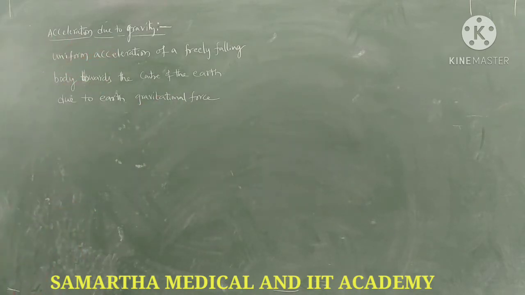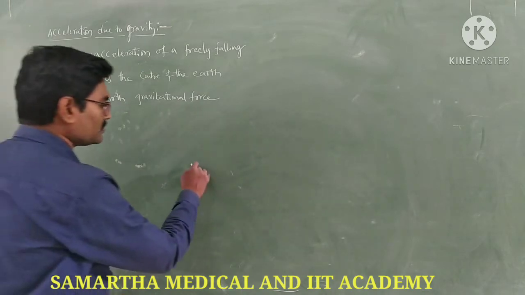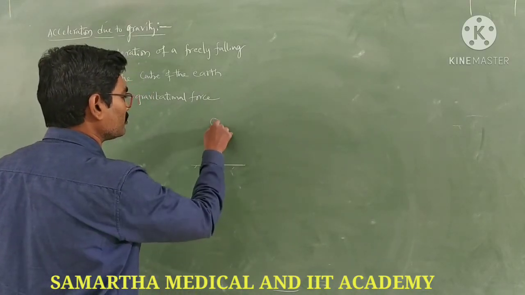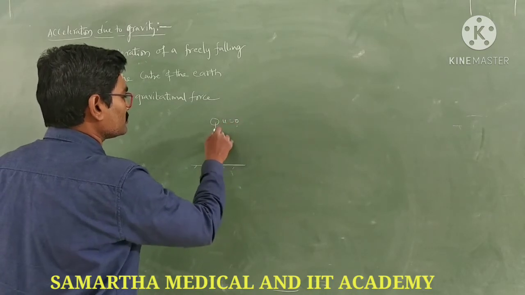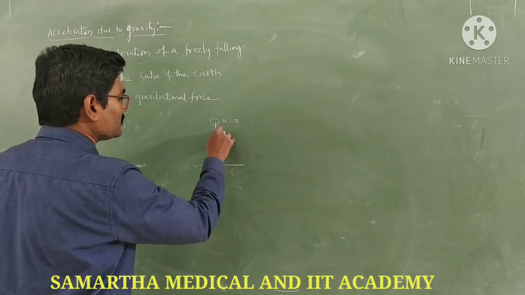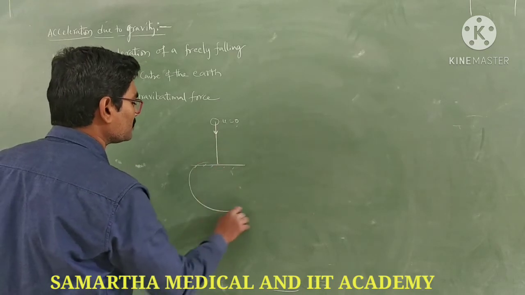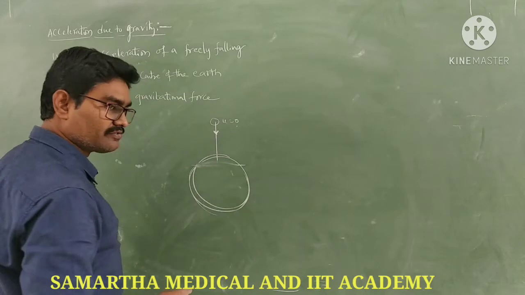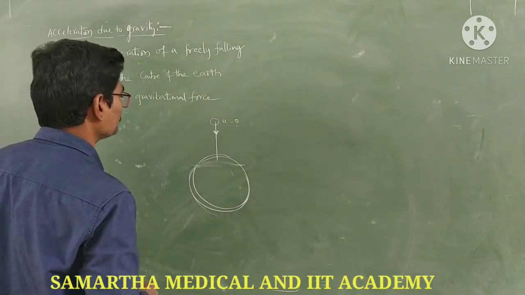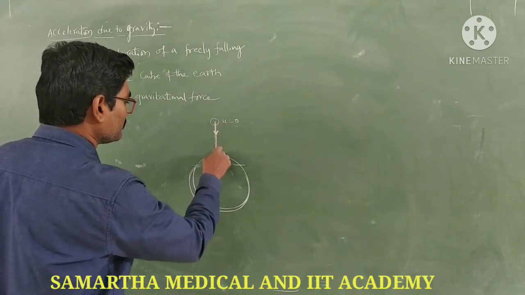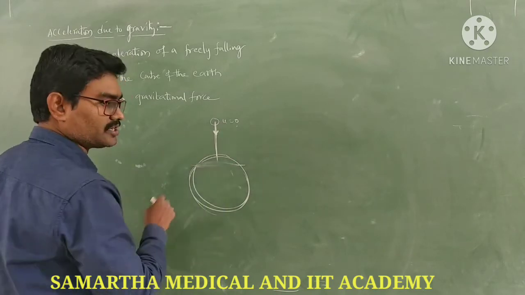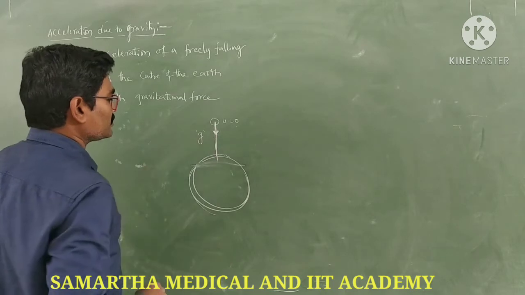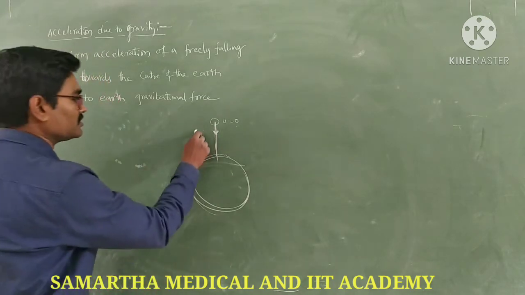Acceleration due to gravity. So that means here this is the surface of the earth. Here a body is there, the body is freely falling. So it is being pulled by the earth with some gravitational force, and due to that gravitational force it acquires some uniform acceleration, and that uniform acceleration is called acceleration due to gravity, and that is represented with small g.